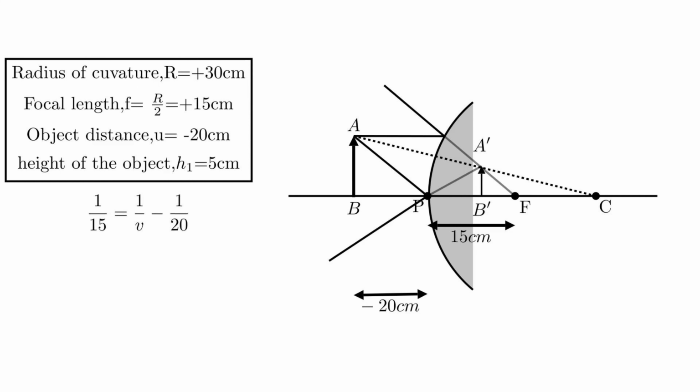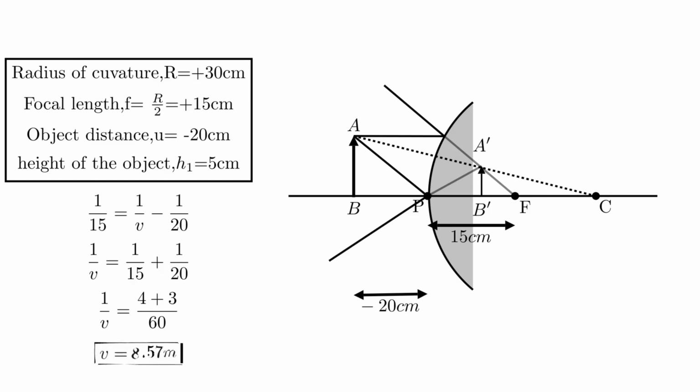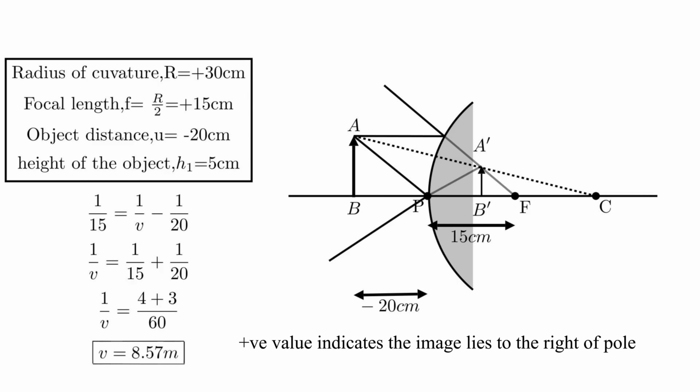On transposing we have 1 over v equals 1 over 15 plus 1 over 20. By taking LCM we get 1 over v equals (4 plus 3) over 60, which equals 7 over 60. Taking reciprocal on both sides we get v equals 60 over 7, which is simplified as 8.57, which indicates the image lies to the right of the pole.